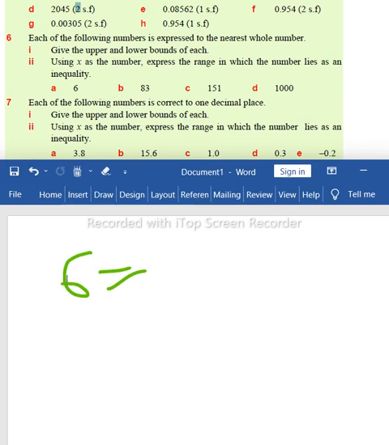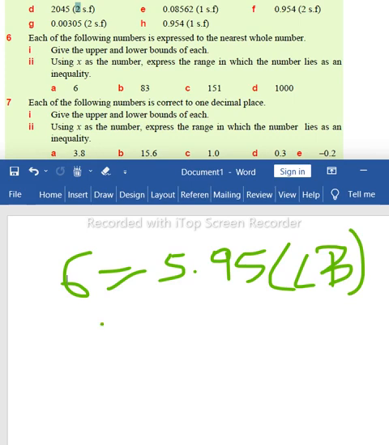The lower bound of 6 will be 5.95. This is the lower bound of 6, and the upper bound of 6 is 6.05. This is the upper bound.